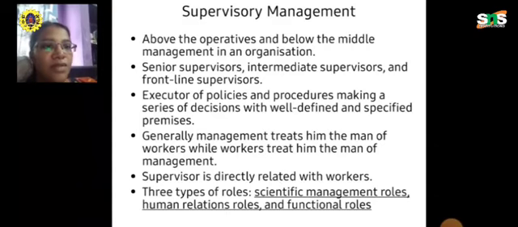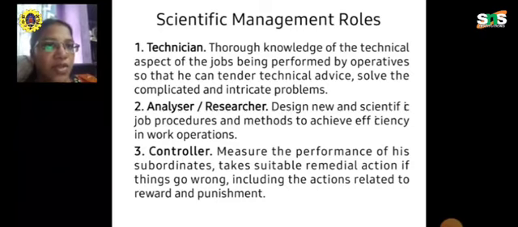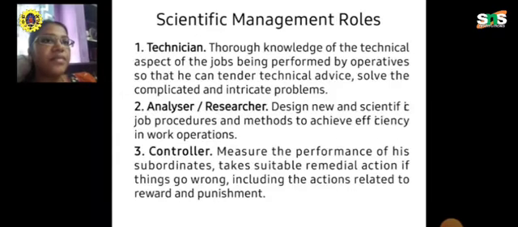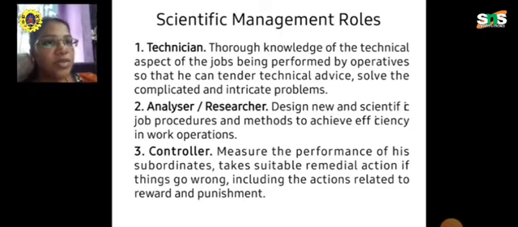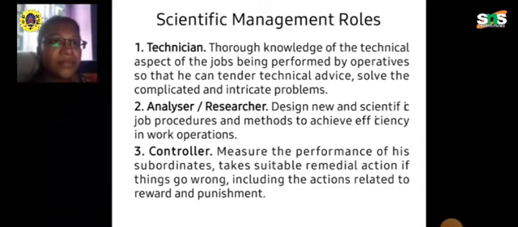There are three types of roles: scientific management roles, human relations roles, and functional roles. Under the scientific management role we have a technician, a researcher or analyzer, and the controller. The role of a technician is thorough knowledge of the technical aspects of the jobs being performed by operatives, so that he can render technical advice and solve complications and problems. The analyzer or researcher will design new and more scientific job procedures, and also create a few methods to achieve efficiency in the operations.